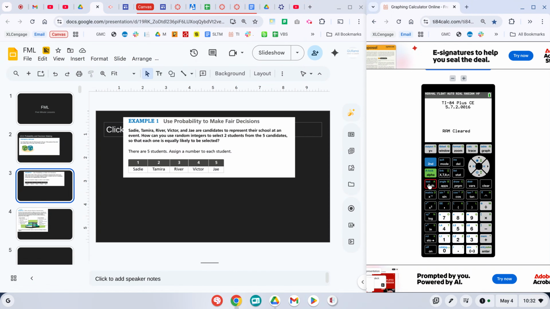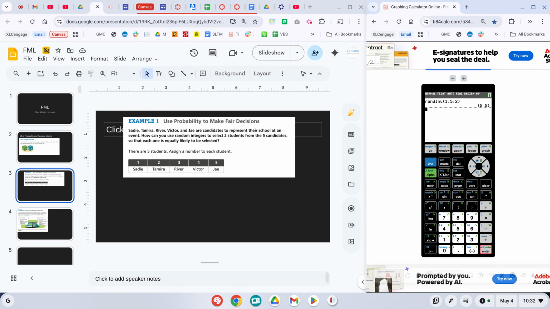Under math, a lot of you guys have been using the probability for the factorials. So maybe you've seen this random integer button. I'm going to hit random integer. The lower value is 1. The upper value is 5. This is not the same way that I did it on the other one. And I think that means we're picking 2 of them. Oh, we picked 5 twice.